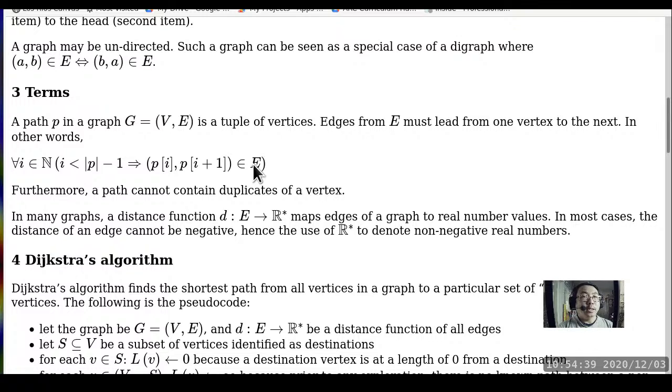And I think I made a mistake here. The mistake is this should be |p| minus 2 instead of minus 1. Minus 1 is not going to work, because if you think about i equals |p| minus 1, then that value plus 1 is going to index out of range. So I'm going to make a quick correction first, and then we'll continue with the lecture, because I really do not like it when I make mistakes and don't fix them.